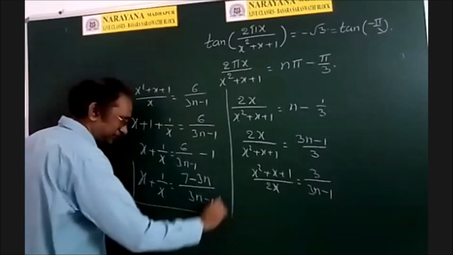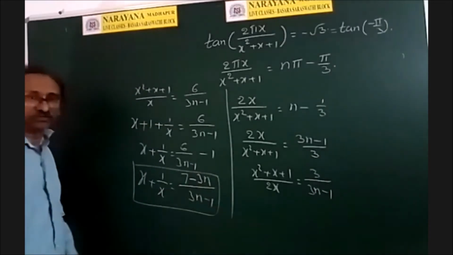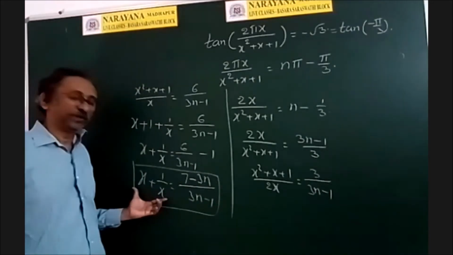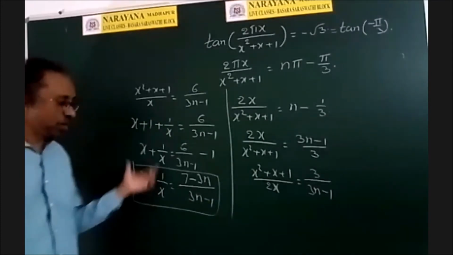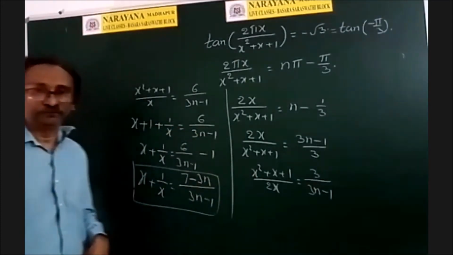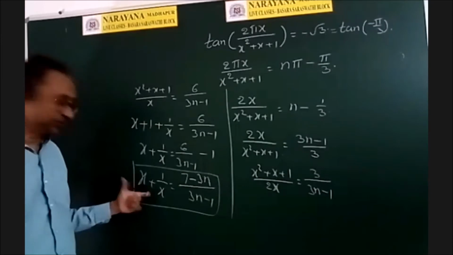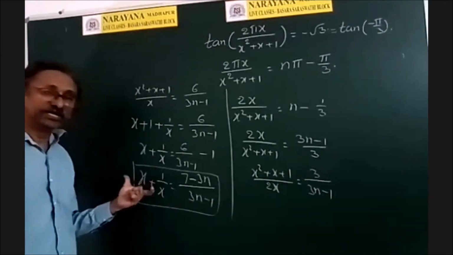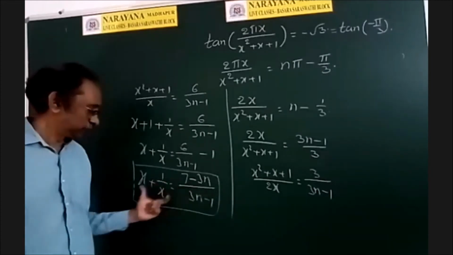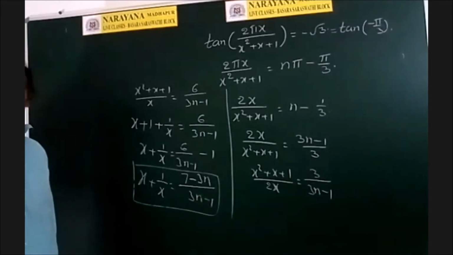Now we discuss about this, because we know that x plus 1 by x range is either less than or equal to minus 2 or greater than or equal to 2. So if x is positive, it is greater than or equal to 2. If x is negative, it is less than or equal to minus 2. Therefore, basing on that, we can discuss. Better.